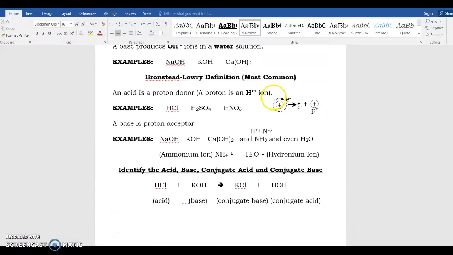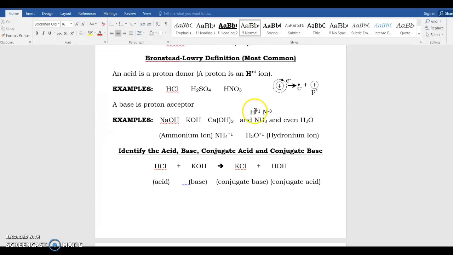The next one is the most common, the Bronsted-Lowry definition. It says an acid is a proton donor. In other words, the same ion, the H+1, if you think about it, as we lose that electron, which this diagram is showing here, it becomes a bare proton, and that's what the H+1 ion is. So anytime any one of these, or any compound for that matter, donates a proton, like an H+1 ion, it is considered to be an acid.